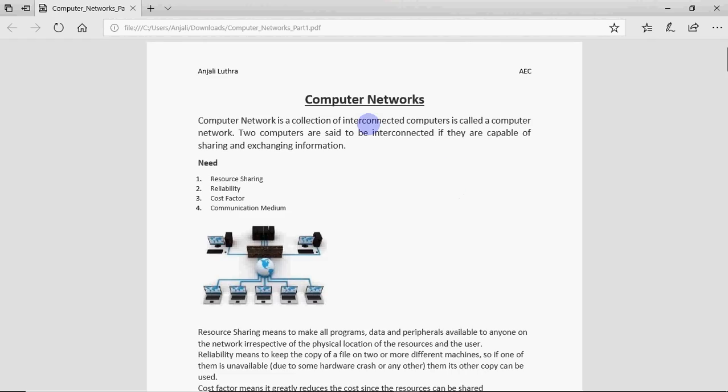So to start with, when we start with the term computer network, what exactly do we mean by the word network? A computer network is when I have many computers and I connect them with each other so that I can share the information which is stored in them. I can share the resources connected to them.